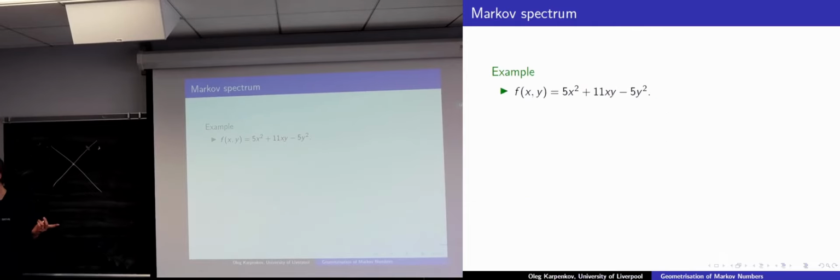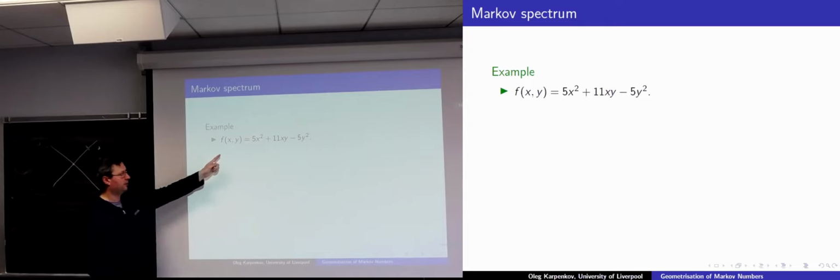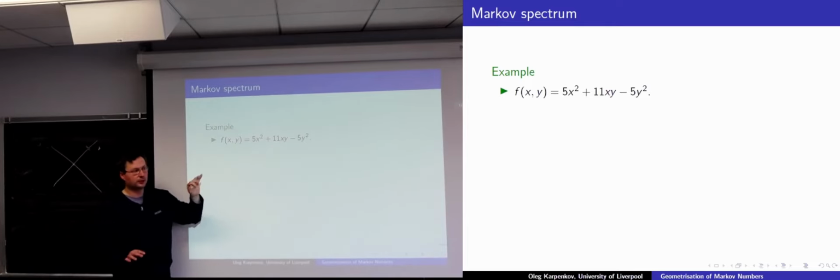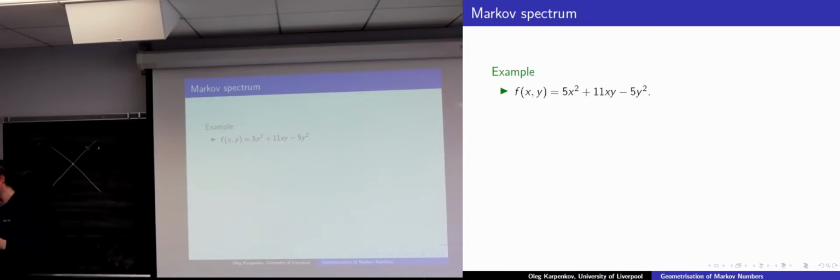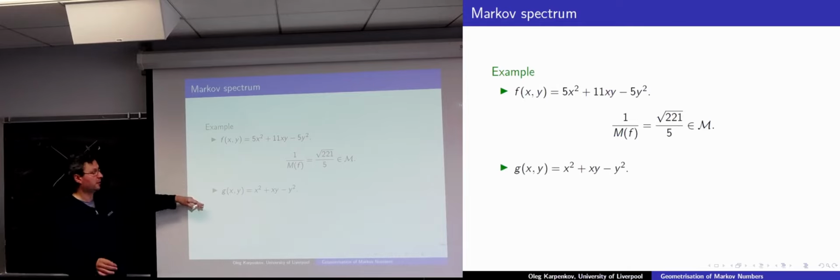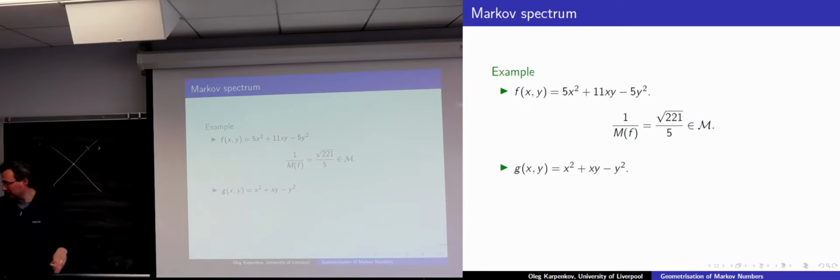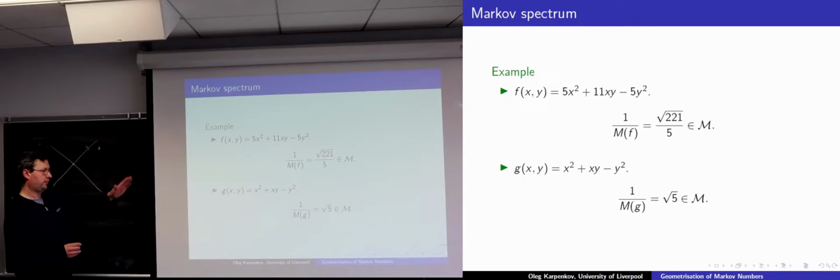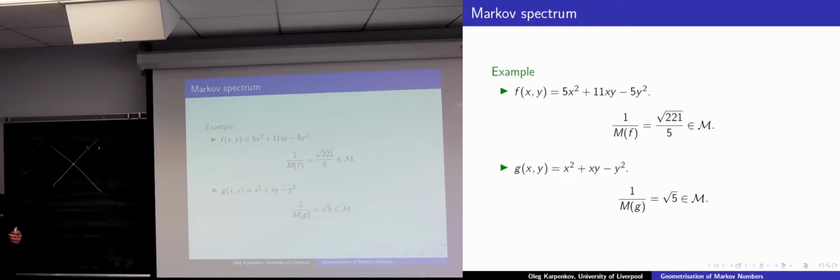For example, of course, we would be mostly working with the forms with integer coefficients. So they will be representing quadratic rationals, actually. So here we have root 2 to 1 over 5. And the second one is actually the main example. This is the golden ratio. So the slopes would be the golden ratio and its conjugate, but the Markov number would be actually the square root of 5.